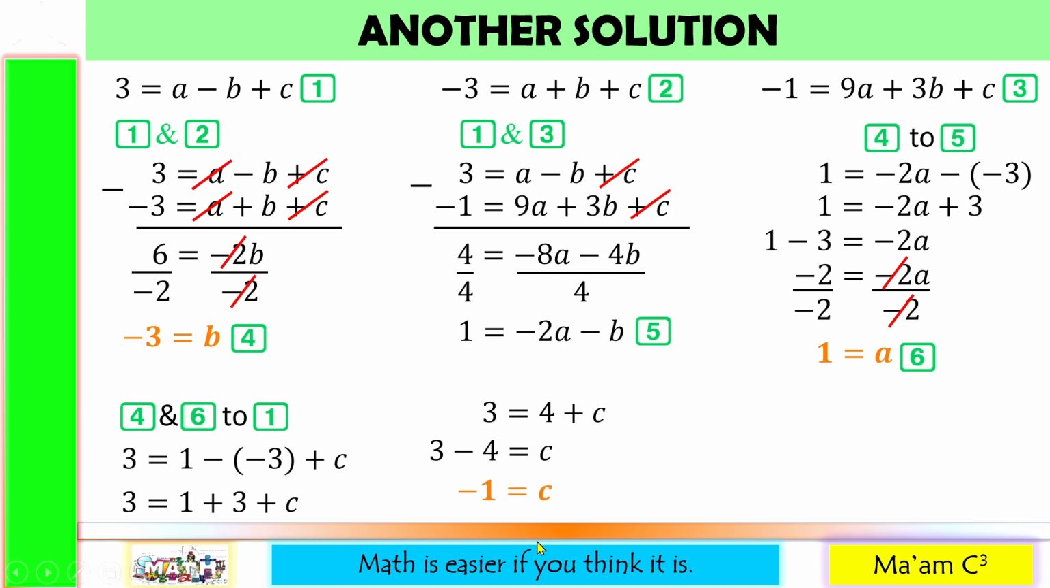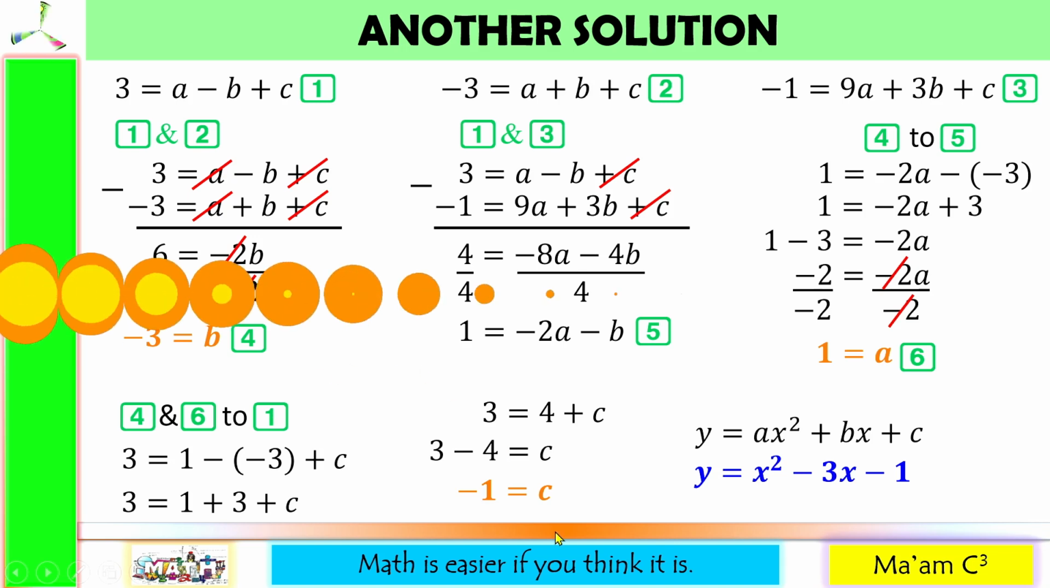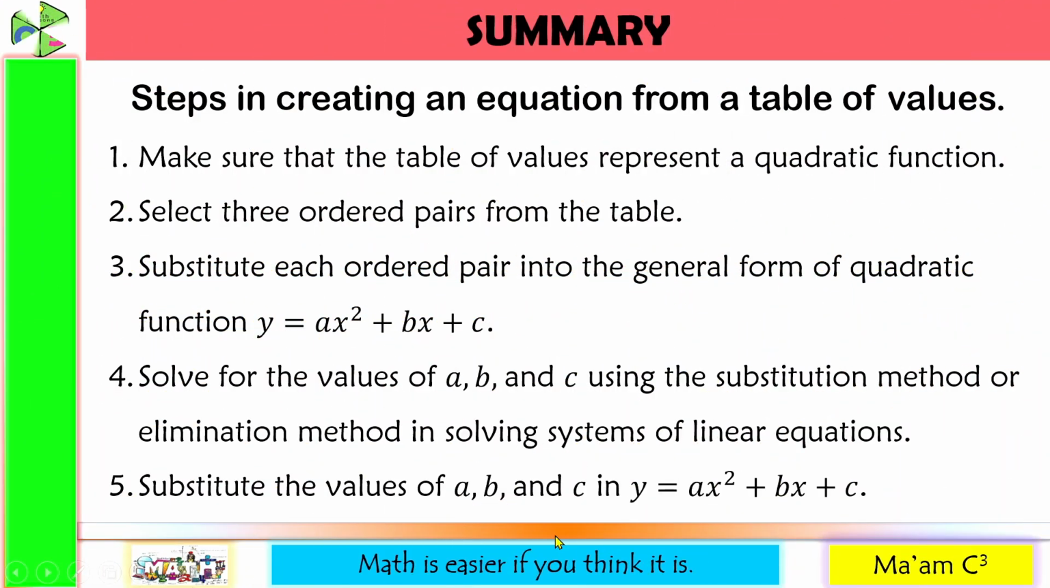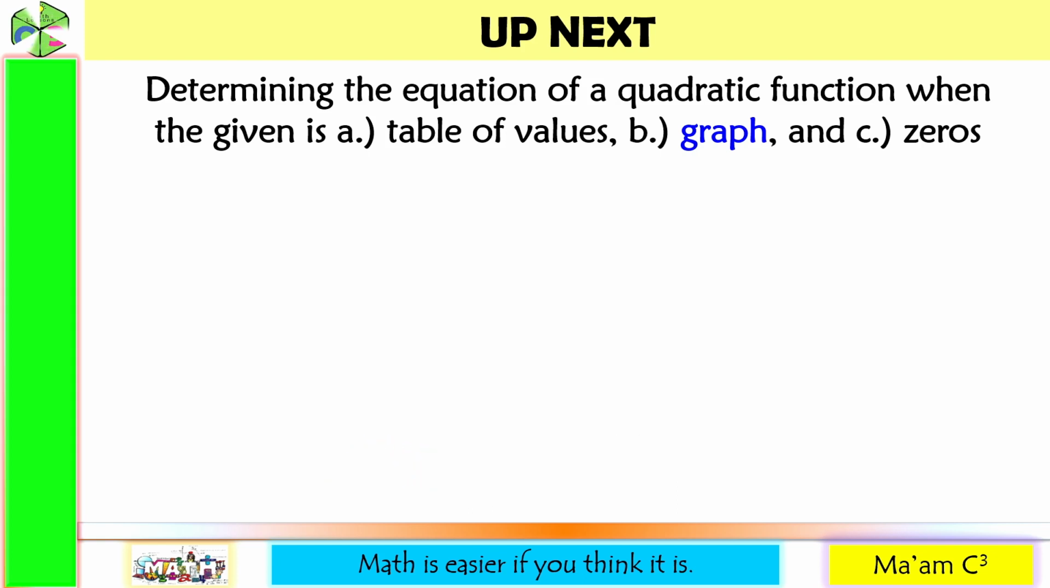Now my variables are complete. A, b, and c. And notice that these are the same values that we got earlier. So meaning we will also get the same quadratic function. I hope you understand our lesson with the two examples that I have discussed, plus this additional approach that I showed you. For the summary, again, here are the steps in creating an equation from a table of values. Our next lesson is determining the equation of a quadratic function when the given is graph.